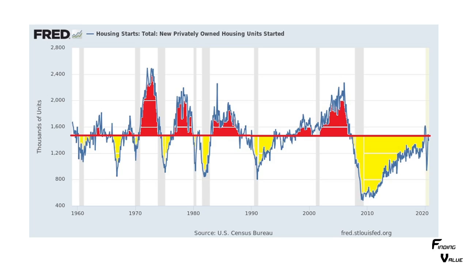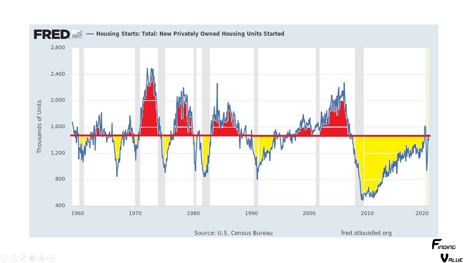So I took the FRED housing starts, and 1.5 million-ish is about the yearly demand. That's about what we have to create every single year to have the housing market stay in balance. This is the red line that's going across here. Now, what I did is I highlighted what's below it in yellow, and what's above it in red.